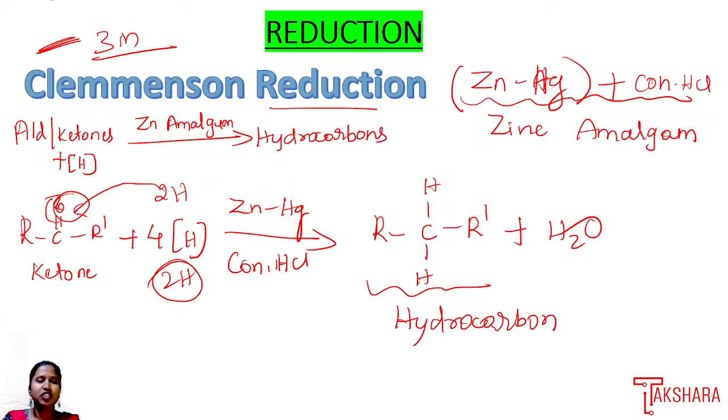So this reaction is called the Clemmensen reduction reaction. So what is the Clemmensen reduction reaction? When aldehydes or ketones undergo the reduction reaction in the presence of the zinc amalgam reagent, we get hydrocarbons as the product. So this is the general equation: when ketones undergo the reduction reaction in the presence of zinc amalgam, we get hydrocarbons as the product.